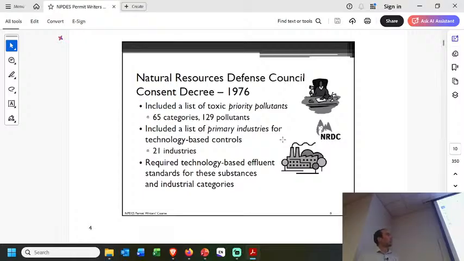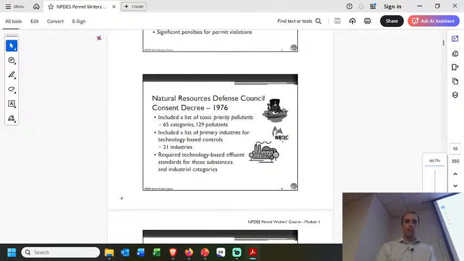wastewater treatment. Okay, in 1976, that's where this priority pollutants list came about. 65 categories, 129 pollutants. We'll scroll down and see a list for that in a moment. And at the same time, technology-based effluent limits were kind of established for certain industries.